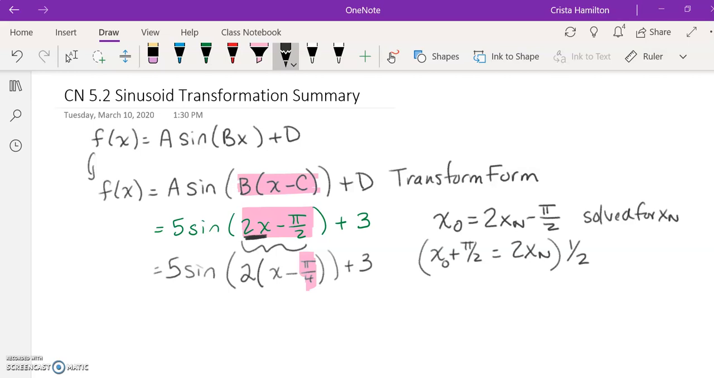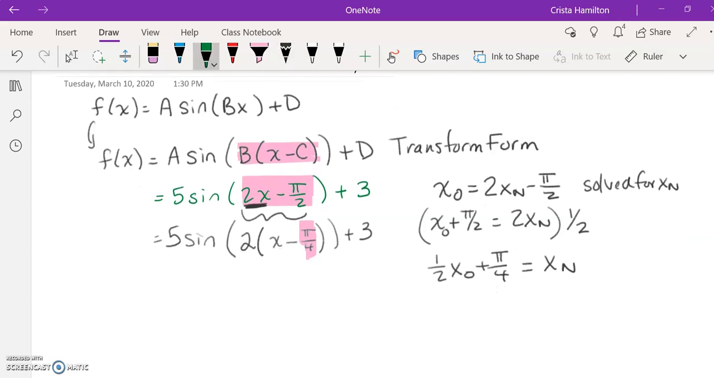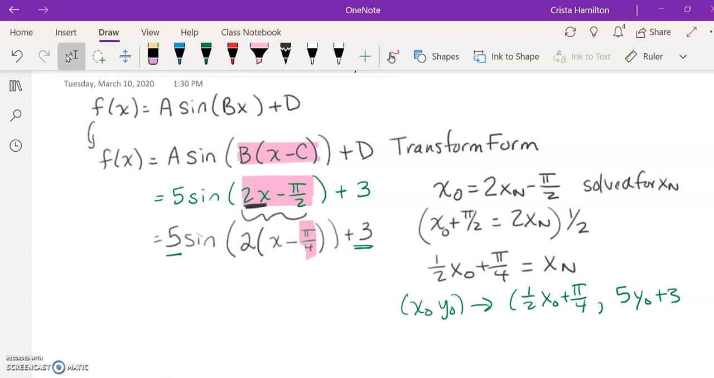Now notice that when we multiply that by a half, it tells us something about what we have going on here. When I divide by 2 and I go into the transformation rule, we have 1/2 x old plus pi over 4 equals x new. Now let's make a connection to the transformation rule. So x old, y old would go to 1/2 x old plus pi over 4, and then 5 y old plus 3, which we get from our output transformations over here.